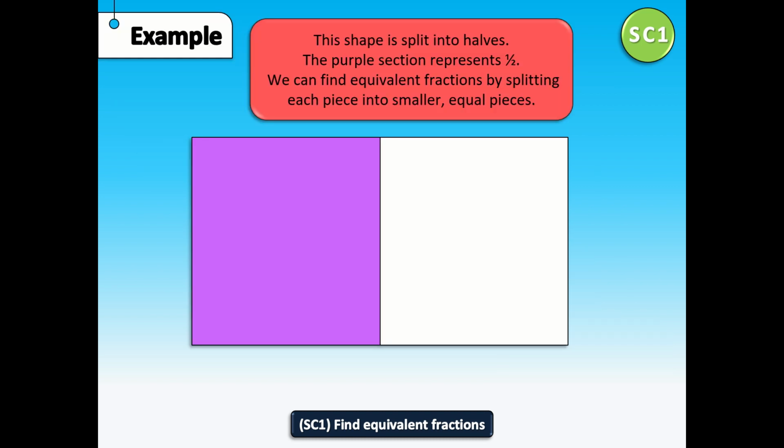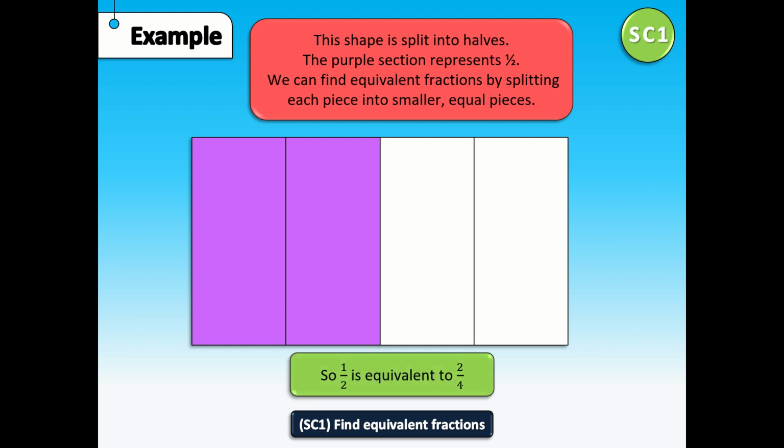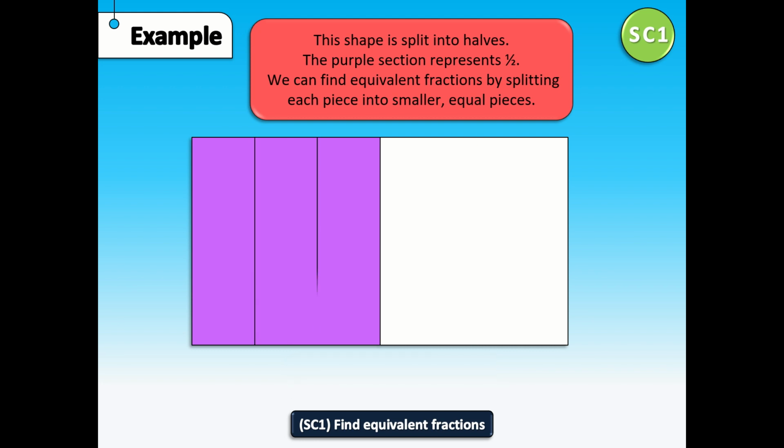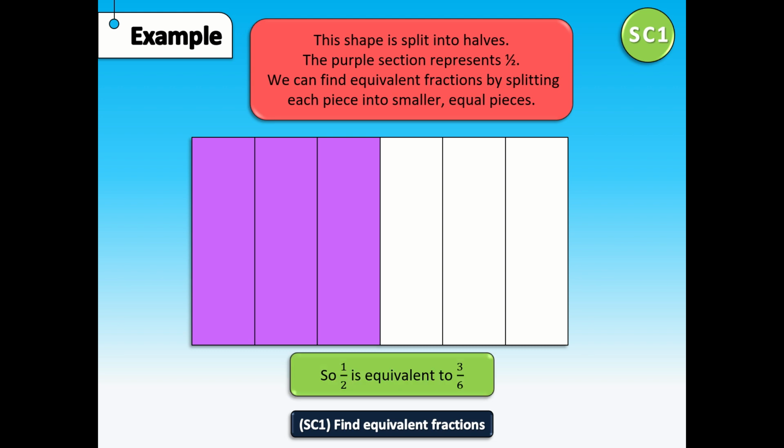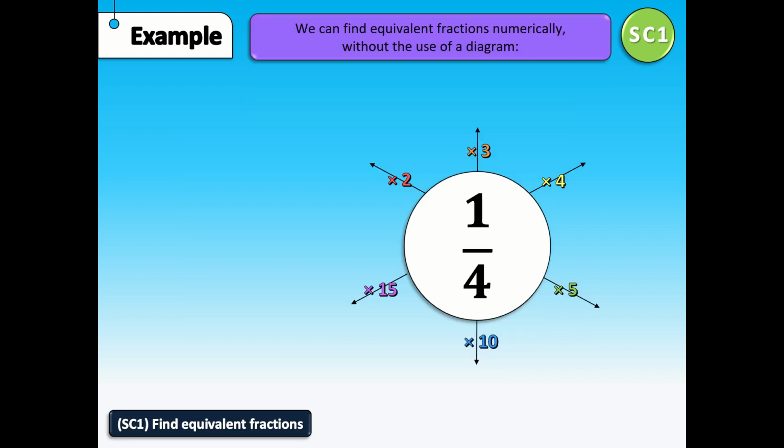This shape is split up into halves, and the purple section represents 1/2 as a fraction. We can find equivalent fractions by splitting each piece into smaller equal pieces. So if we split it into quarters, that means we split it into 4 equal pieces. We can see that 2/4 is equal to 1/2. If we split it into 6 equal pieces, we can see that 3 of the 6 are equal to 1/2. So these are known as equivalent fractions.